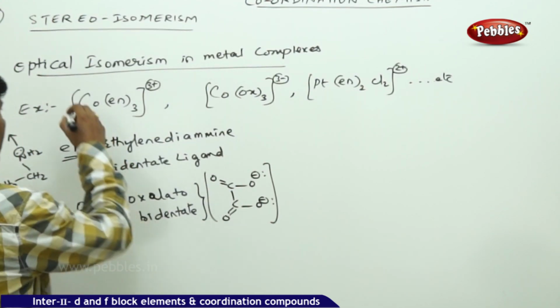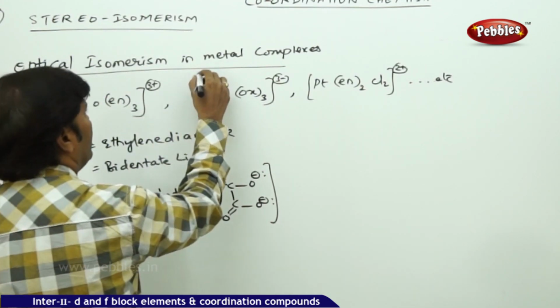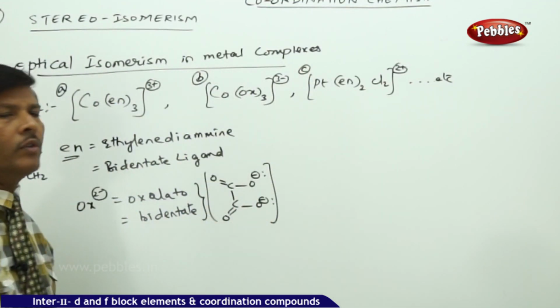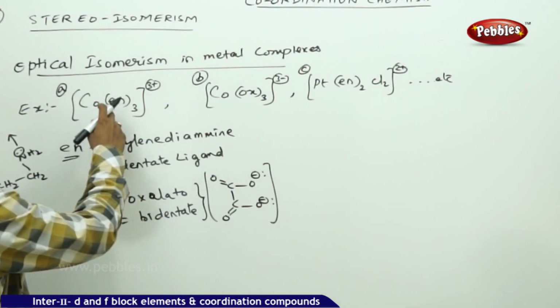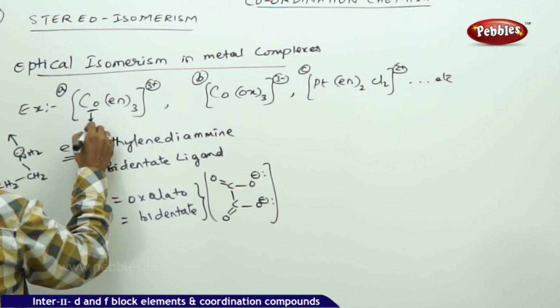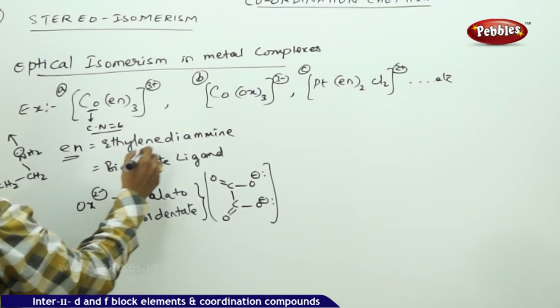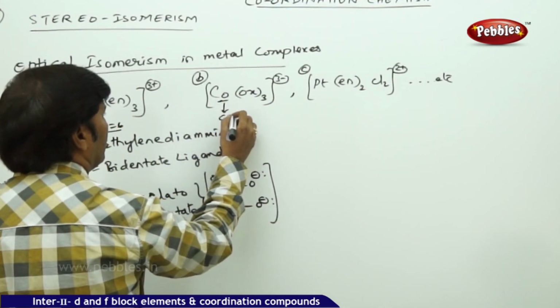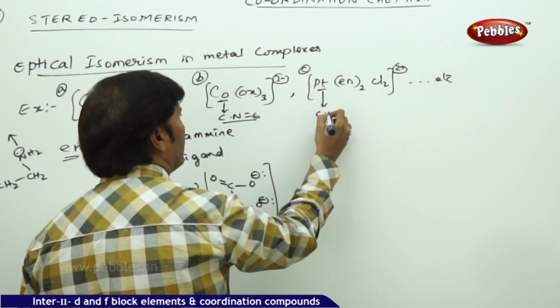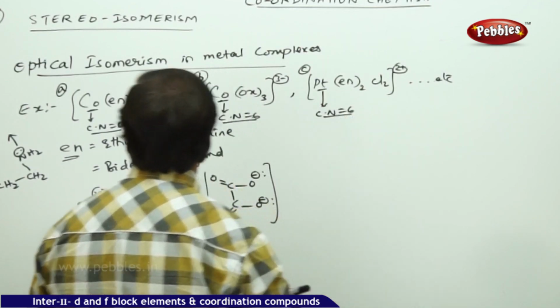So now for example, if I am going with A, B and C, if you try one or two examples, then it automatically becomes easy. Definitely this is an octahedral complex. Here the coordination number of cobalt is 6, so it should be definitely octahedral. Here also the coordination number of cobalt is 6, so definitely octahedral. Here also the coordination number of platinum is 6, so definitely octahedral.